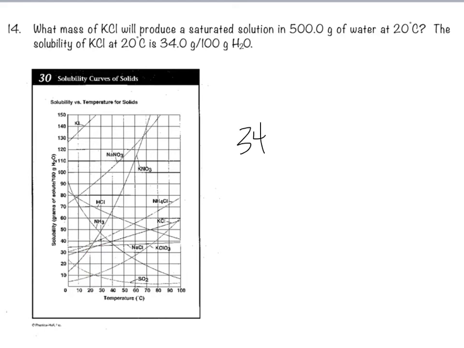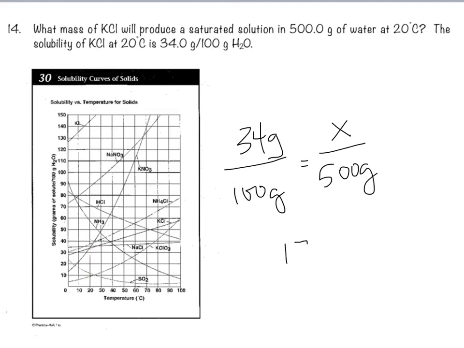And so all you have to do then is make a proportion. I have 34 grams of the salt in 100 grams of the water. And I want to know how many grams of the salt could be dissolved in 500 grams of water. So essentially you cross multiply, so 34 times 500 divided by 100, the answer should be 170 grams potassium chloride.